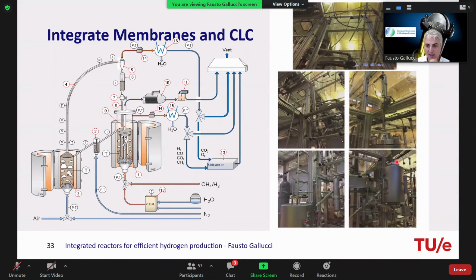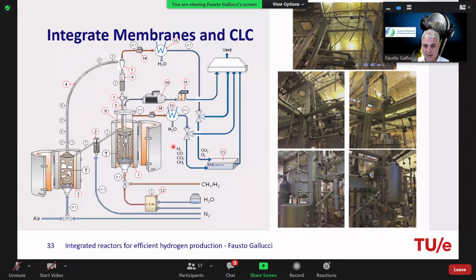Here you see a few pictures of the two reactors. They are connected because the solid has to circulate, and there is a big tube going up, up, up. Then there is the cyclone to separate the gas and the solid. The solid goes down and enters the second reactor, where we have the membranes to separate the hydrogen. So the solid is circulating, and from one side we have hydrogen, and from the top we have the nitrogen.